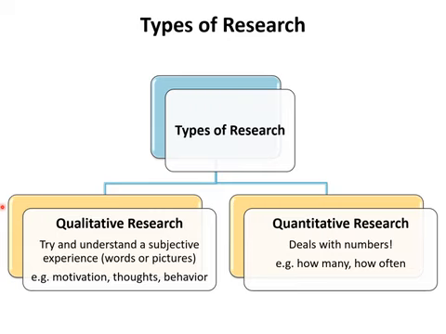For qualitative research, you are dealing with subjective data, like words or pictures. So you are not dealing with numbers, and there is no statistical analysis. For the quantitative research design, you are dealing with numbers, or anything that can be measured. So you have a statistical analysis.